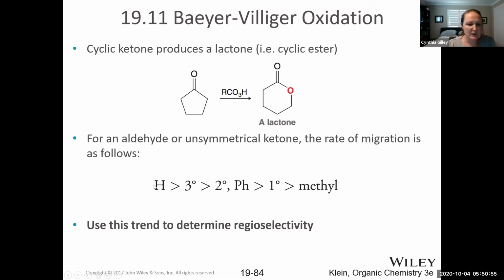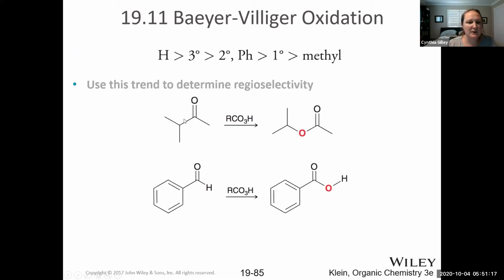It's been experimentally determined to have this migratory pattern, where a proton or a hydride shifts fastest, followed by a tertiary carbon. Secondary and phenyl have about the same rate, then a primary carbon, then a methyl. So you can use this order to determine the regioselectivity. Let's look at a couple of examples.